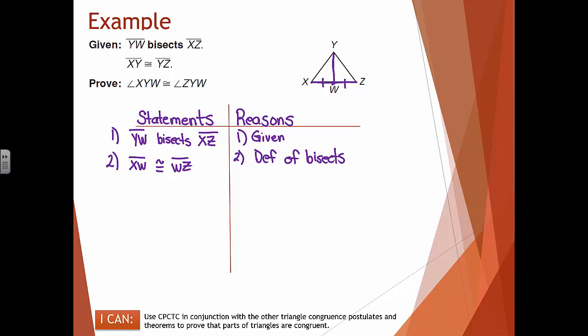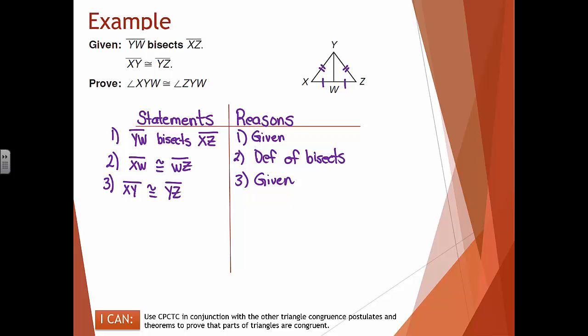All right, so that's the first thing we have. Now what else do we have? The second given statement is that XY is congruent to YZ. That is given to us. So XY is congruent to YZ.